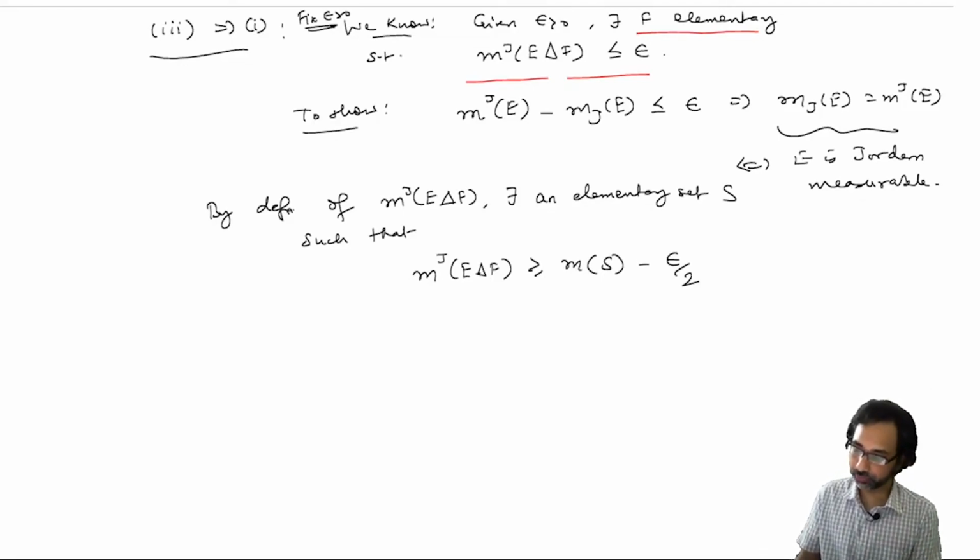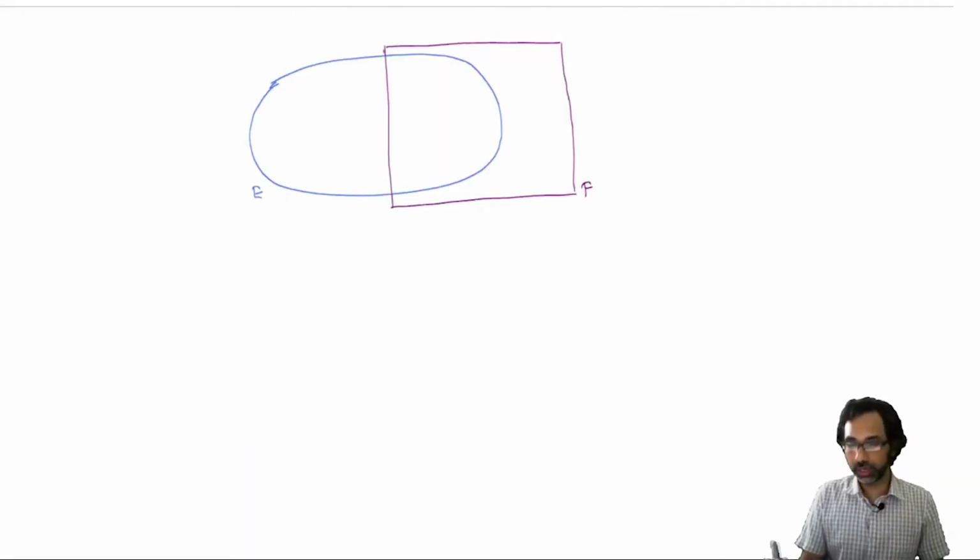So in fact it will be convenient to have already that the outer Jordan measure of E symmetric difference F is less than or equal to epsilon over 2. So then we have this is less than or equal to epsilon over 2. So let us look at the Venn diagram picture that we have here.